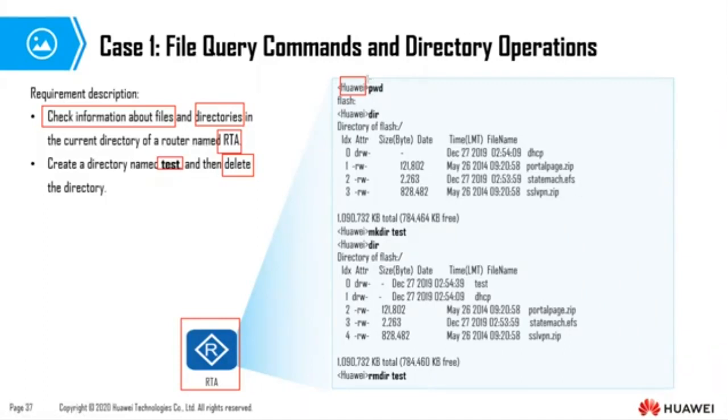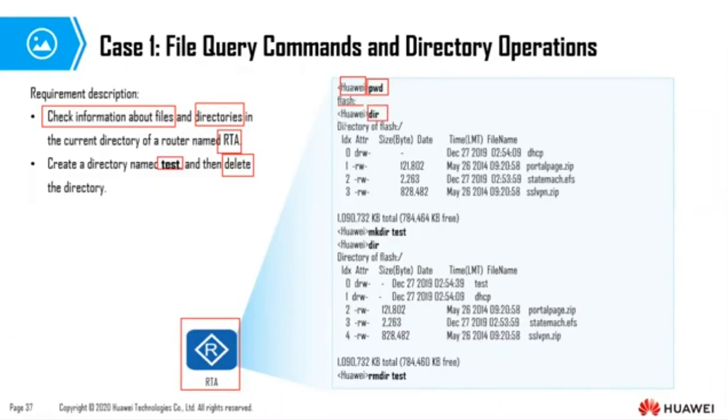Anyway, we can use the command pwd to see the current working directory. So if we type pwd and then we press enter, we can see that we are on the flash. We are on the flash drive. I told you that this is the hard drive of that particular device. Then we can use the command dir to see the contents of the flash drive.